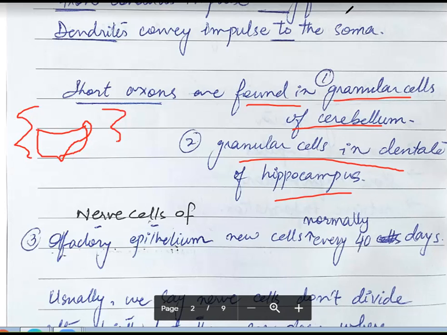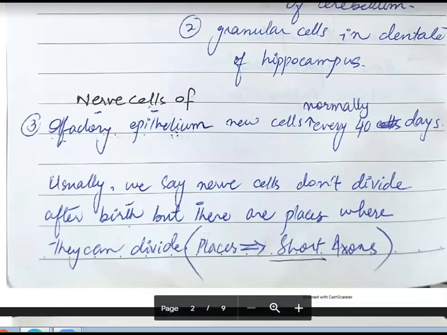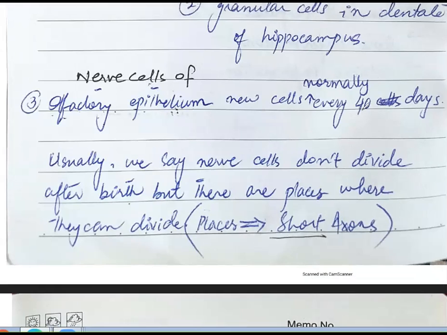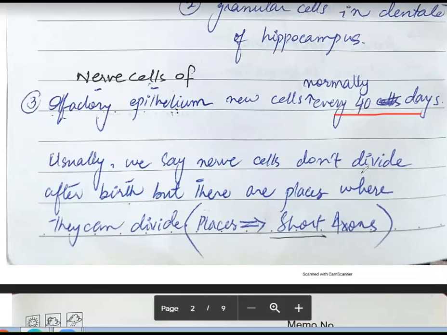So in the olfactory epithelium, new cells normally regenerate. Okay, the word is not written over here. They regenerate every 40 days. This is just general knowledge. Usually we say nerve cells don't divide after birth, but there are places where they can divide. So the short axons actually do divide. Okay, and they are present in the olfactory epithelium. So the sense of smell, the olfactory epithelium in your nose, the short axons are present there, and they regenerate after every 40 days. So this is some journal knowledge for you.